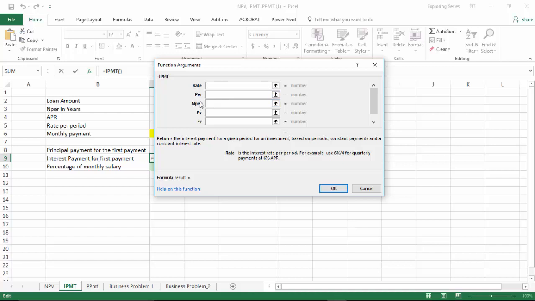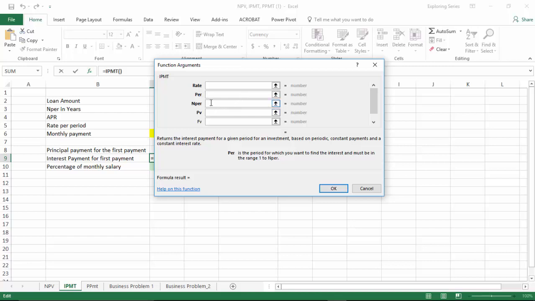The second argument of the IPMT function is PER, which stands for period. That is the specific period that you want to find the interest for. Just like we just discussed, every time you make a payment, that's called a period. And every time you make a payment, the amount of interest that you pay goes down because the amount that you owe is also going down. So this number will change, if it's a 10-year loan, between the numbers 1 and 120, depending on which loan installment you're looking to calculate the interest for.